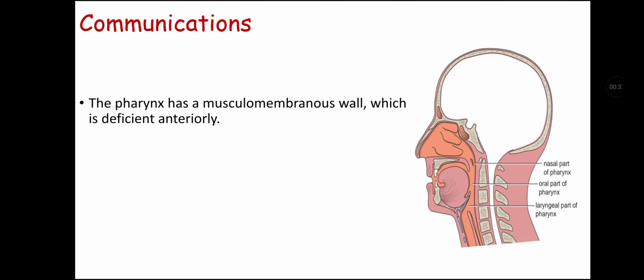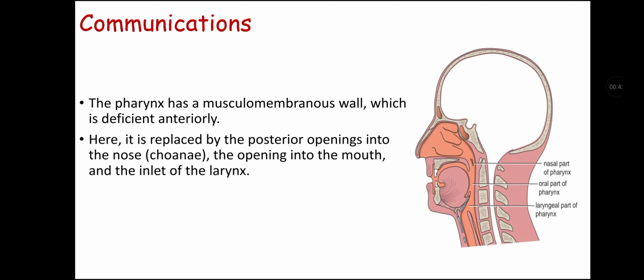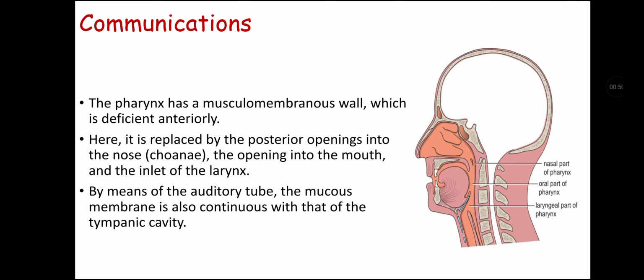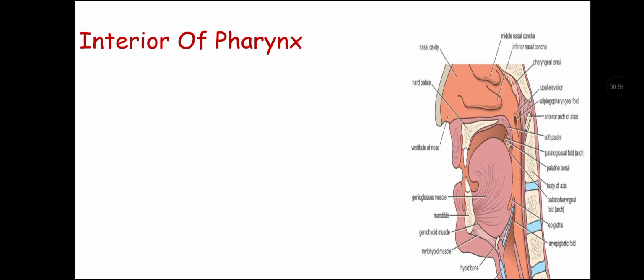Communications of pharynx. Pharynx has musculomembranous wall which is deficient anteriorly. Here it is replaced by posterior opening into the nose, the opening into the mouth and the inlet of larynx. By means of auditory tube, the mucous membrane is also continuous with that of tympanic cavity.